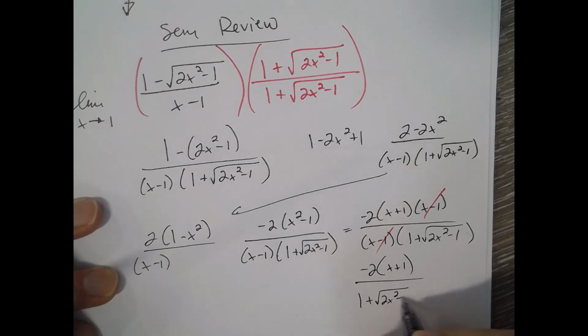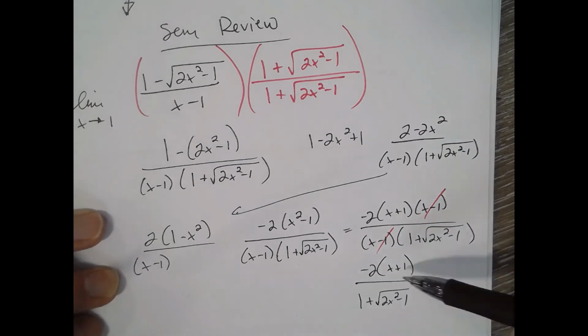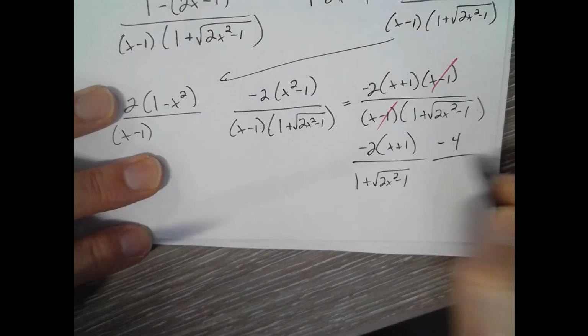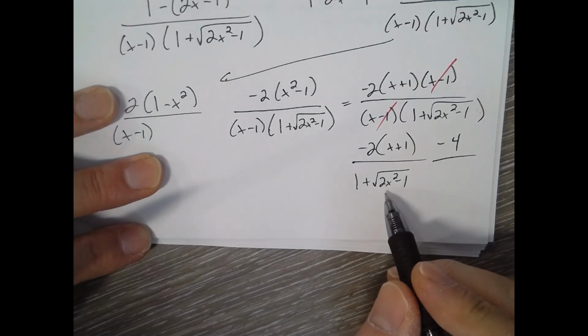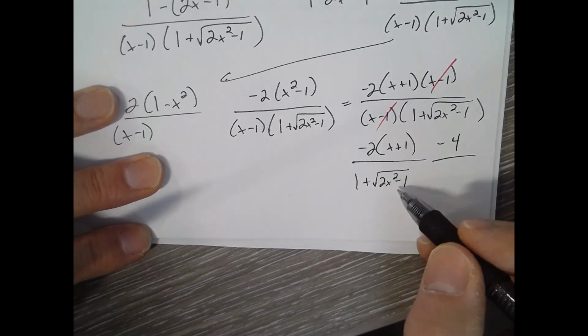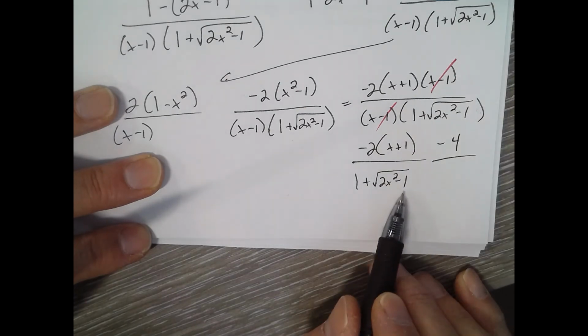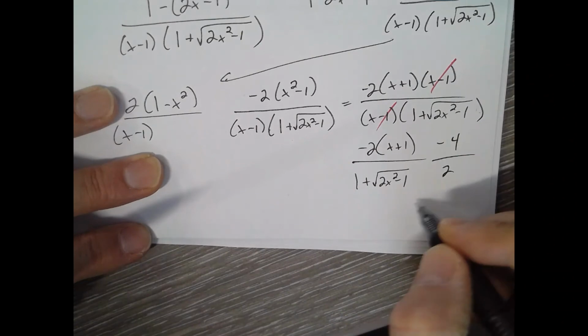plugging in 1, I get negative 4 over 1 plus the square root of 2 minus 1. So 2 minus 1 is 1, square root, so 1 plus 1 is 2. So we get negative 2 for an answer.